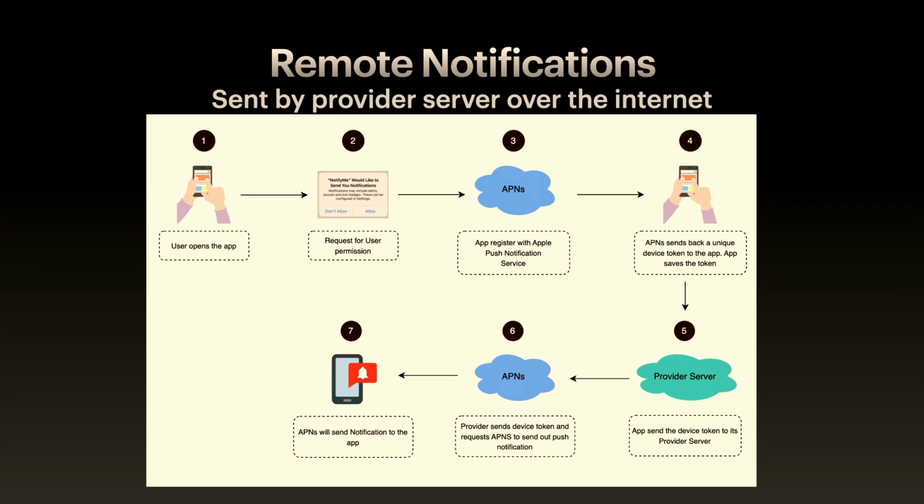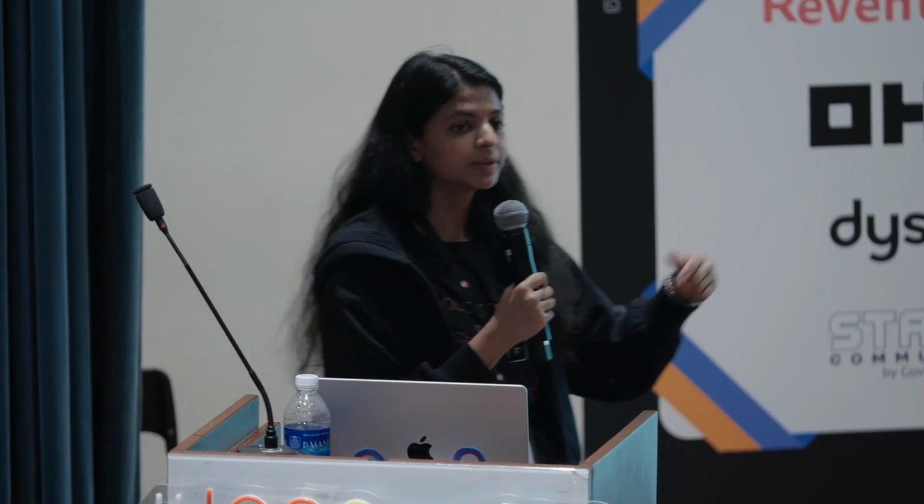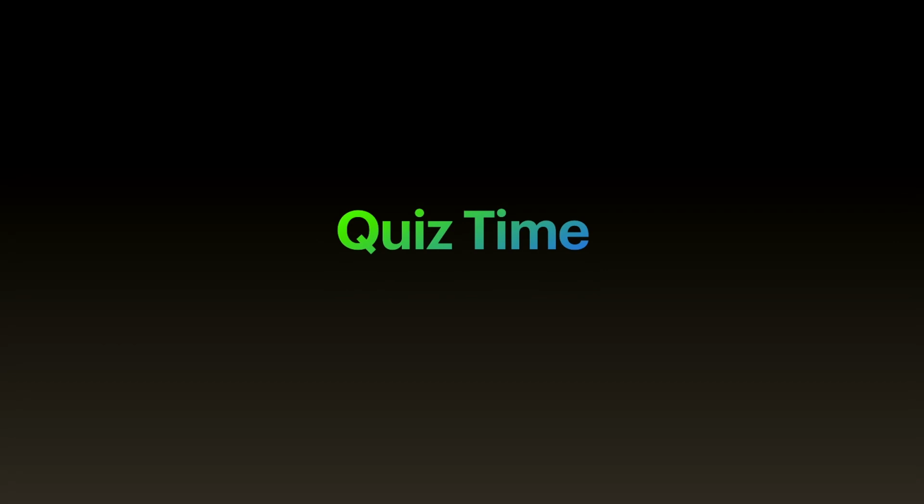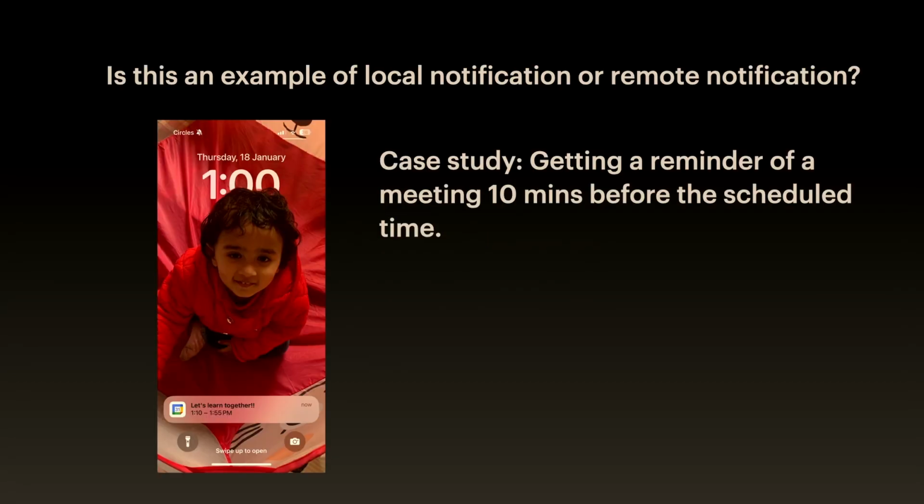Because the provider server is the place from where we create the content and the trigger, whenever the content is ready, the provider server talks to APNS and passes the content along with the device token, and APNS triggers the notification on the device application. So very simple.